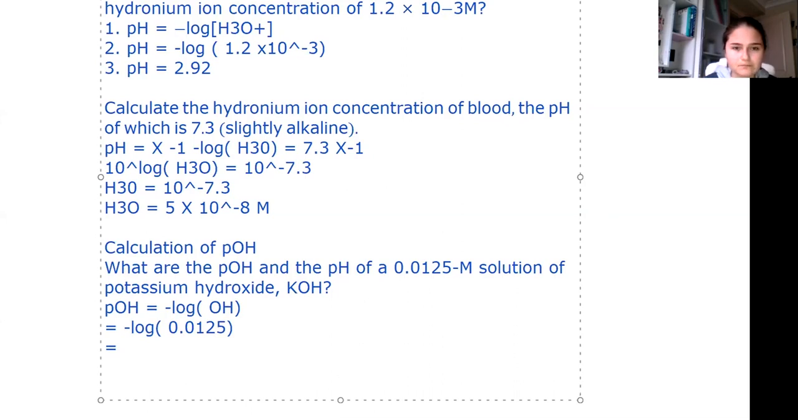So negative log. Is there a positive log at any point? Is that useful? Nope. It's possible, so it must be useful for something, but it's not relevant here. 1.9. Yeah, let's do it to one decimal place. I agree, that's what I got. 1.90. Does that make a bit of sense?